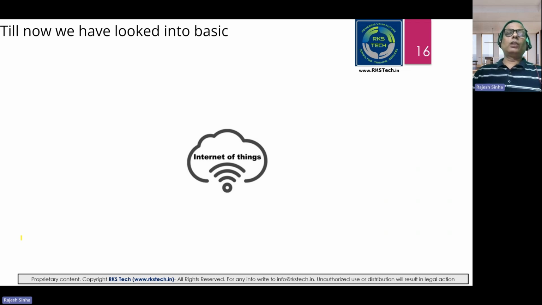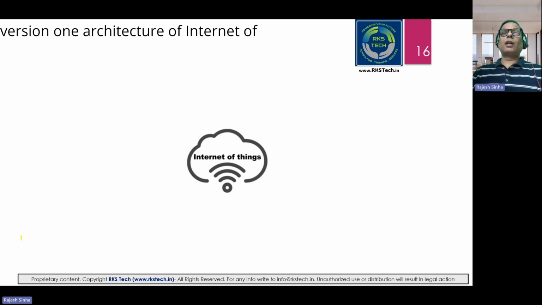Till now, we have looked into basic version 1 architecture of Internet of Things. We have also looked into what is a smart device. We have understood property of smart devices. Let's look into some of the use cases of IoT.